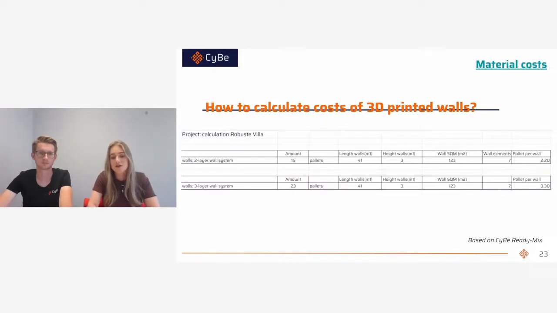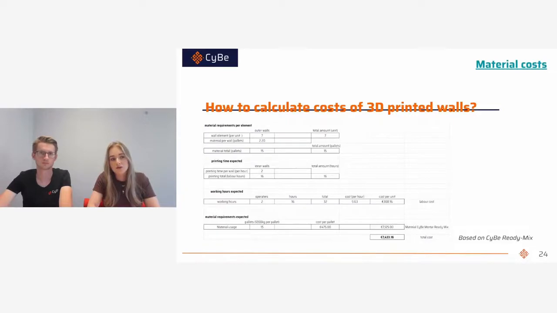And in this overview, you can also see how much time we expect to print and what the total costs are of working hours and material. So we expect to print 16 hours. We need 2 operators to operate the system, with an hourly rate of 9.63 euros. So this brings up a total cost of labor of 308.60 euros.